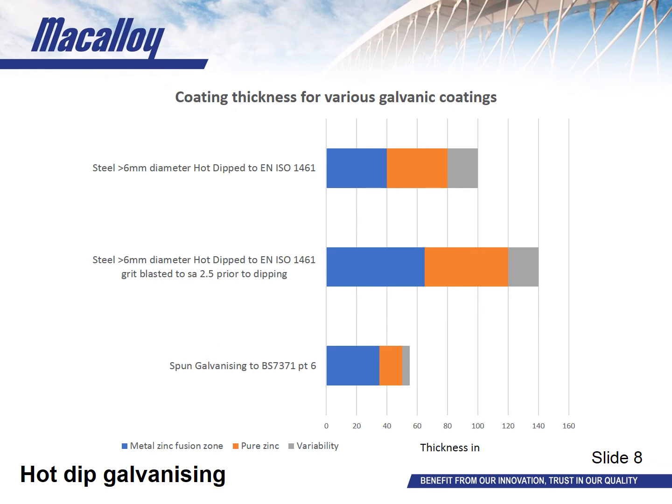Increased zinc coating thickness can be achieved by blasting to SA 2.5, which encourages the metal-zinc fusion zone. Spin galvanizing provides a thinner coating but allows the finish to follow the profile better, which is often a desirable architectural feature. You can see from the diagram the impact that surface preparation has on the coating thickness. Appropriate surface treatment really helps to maximise the achievement of 140 microns as minimum, whereas on spun galvanised components it's very difficult to achieve the greater thicknesses.